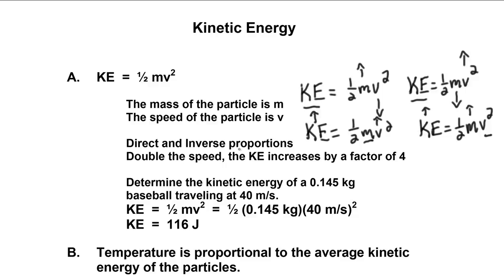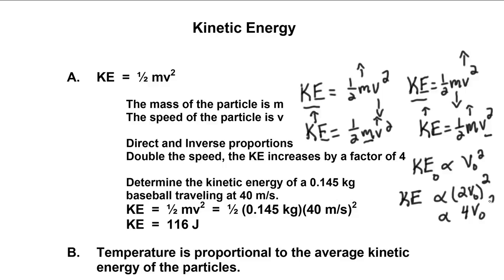So how is the kinetic energy affected if the speed changes? Let's say the initial kinetic energy is proportional to the initial speed squared. So it's some factor of the initial speed. What happens when we double the speed? If you have twice the speed, that twice the speed is squared. So what happens to this new kinetic energy? Well, this new kinetic energy is going to be proportional to 4 times the initial speed squared.